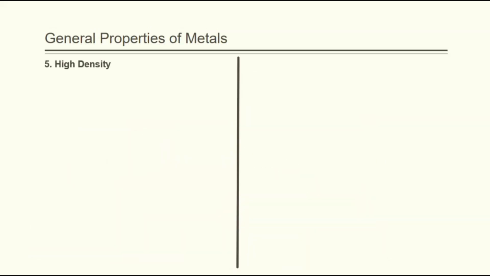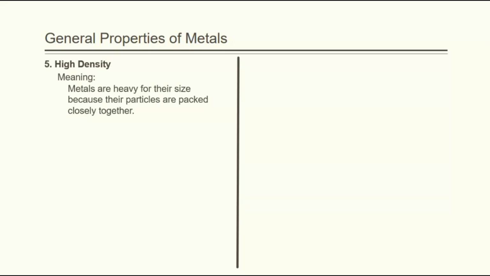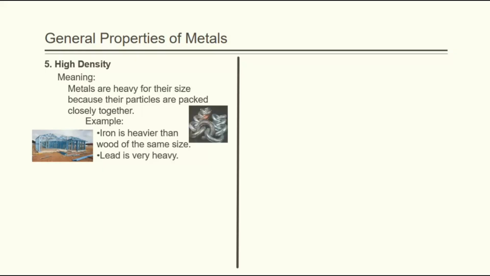High density is also another property of metals. High density means that metals are heavy for their size because their particles are packed closely together. For example, iron is heavier than wood of the same size, and lead is very heavy. So as you can see, iron can be used to build houses, and lead can be used to make chains. And as you can see, chains are very heavy.